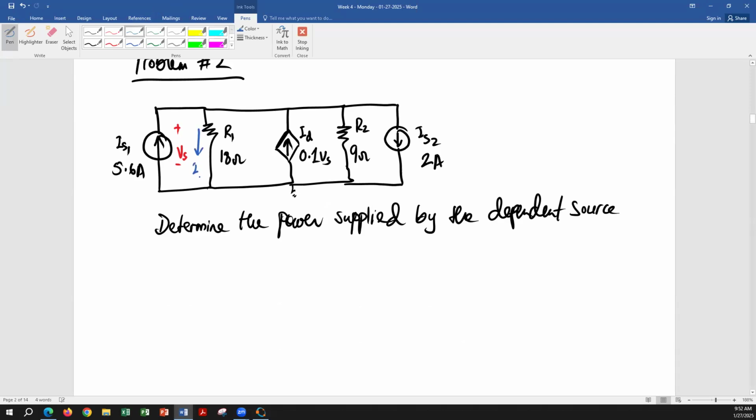Let's say this is I1 and this is I2. This is a node, let's say we just call it node S with the voltage Vs. KCL at S. All right, what will be the KCL equation?